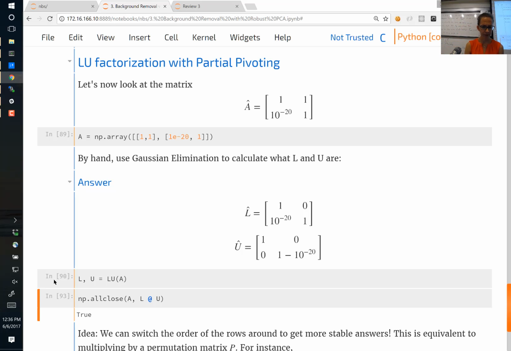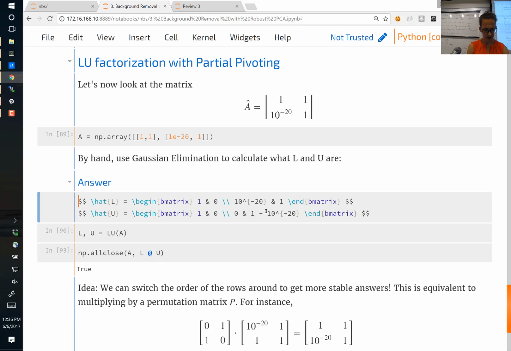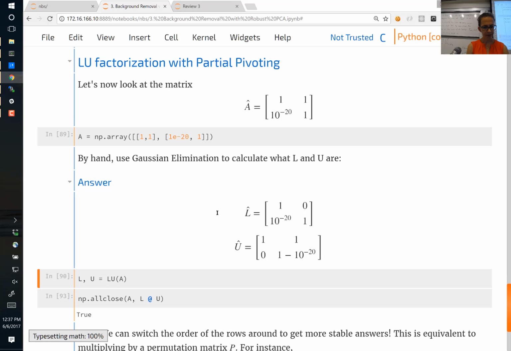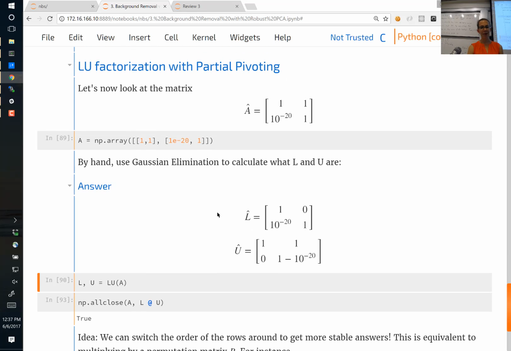Shouldn't the top row in U still be 1 and 1? Let me check. Yes, it should be. Thank you. Good catch. Okay, and so then how does A compare to A hat?